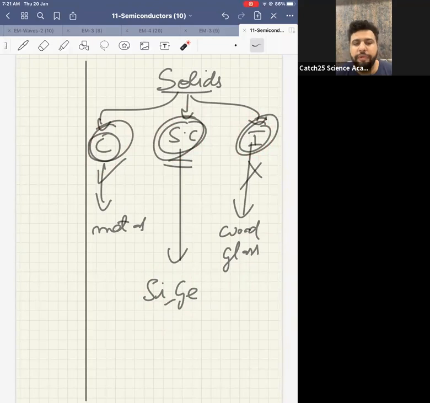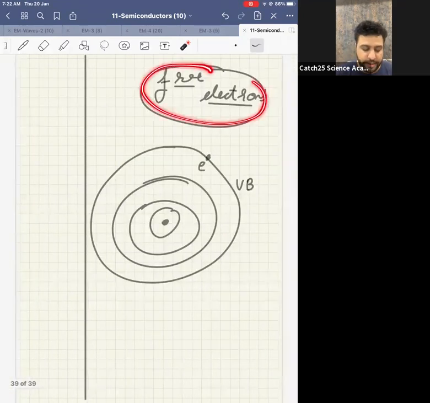Now, who is responsible for conduction of electricity? Free electrons are responsible, not electrons. If you tell me electrons are responsible for conducting electricity, it is partially correct. It is not completely correct. Therefore, I can say free electrons are responsible for conducting electricity. Now, when is an electron free? Question is, when is an electron free?